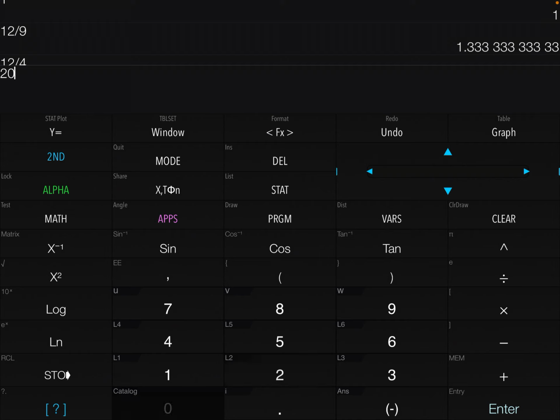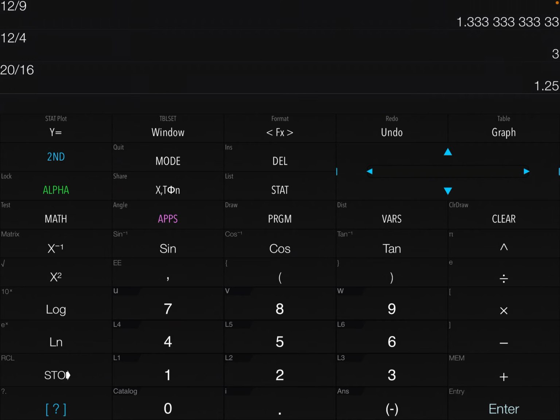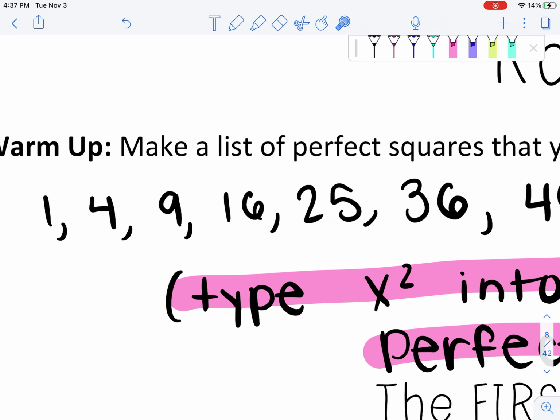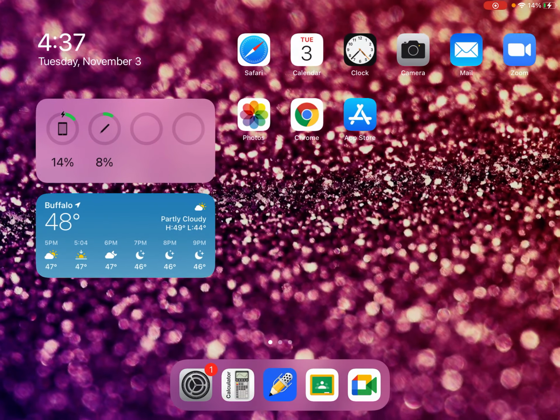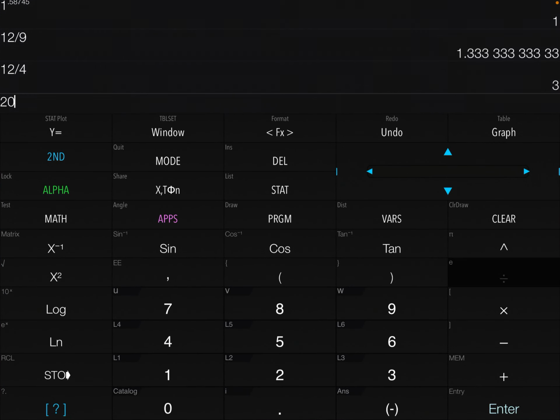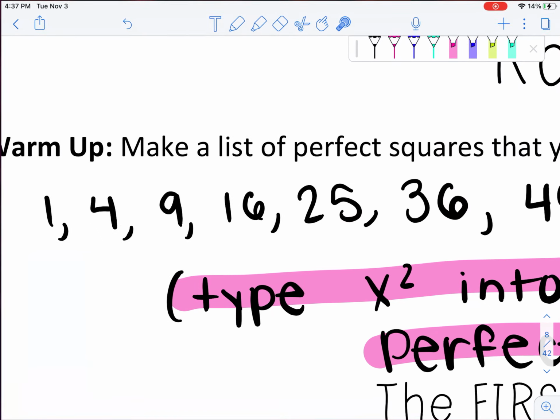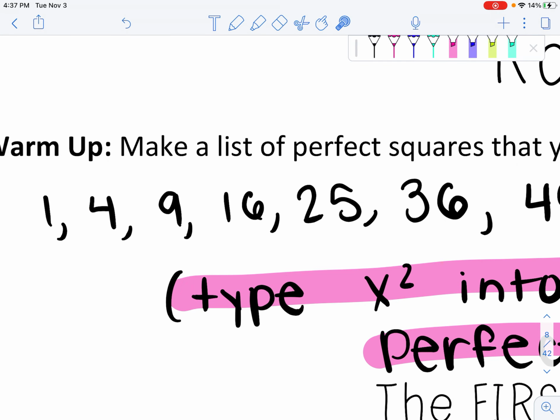Hopefully you already know that 20 can't be divided by 16, but if you're not sure, you can just type it in your calculator. If you get a decimal, that's bad. So 16 is not the winner here, so I'd move to the next one. The next one smaller would be 9. Hopefully you already know 20 can't be divided by 9, but if you're not sure, just do 20 divided by 9. You get a decimal, so we move on to the next one, which would be 4.